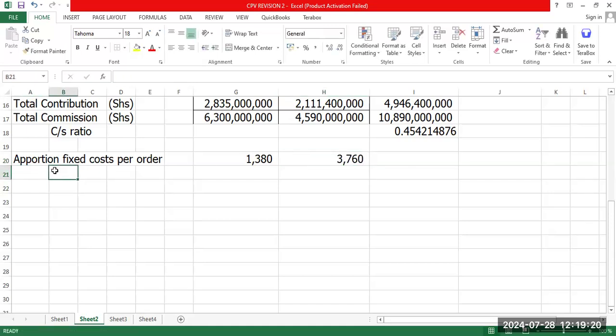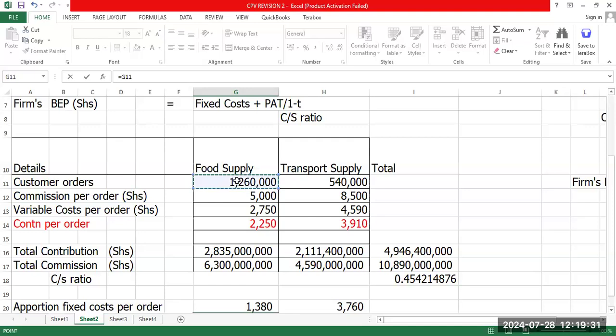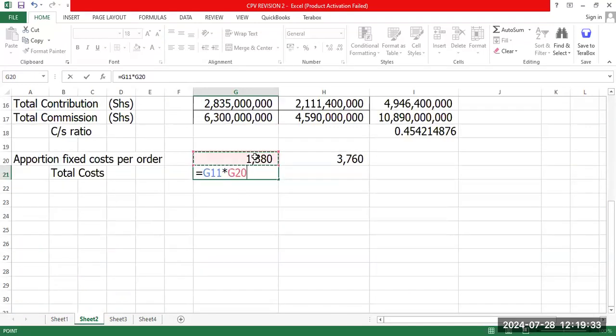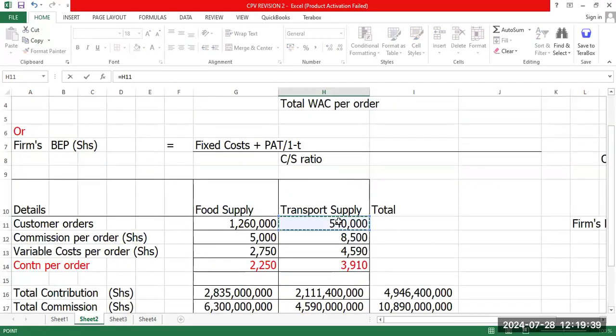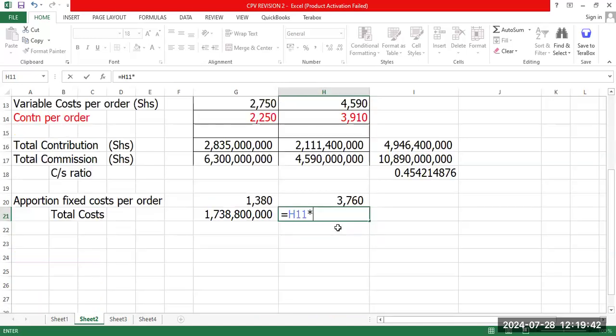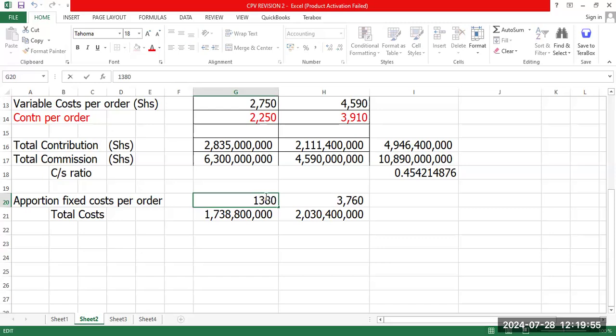Then to get total costs, I multiply customer orders times this. Then also here I get customer orders times this. Excuse me, yes, please go ahead. The apportioned fixed costs for food supply is 1,680, not 1,380. Thank you.